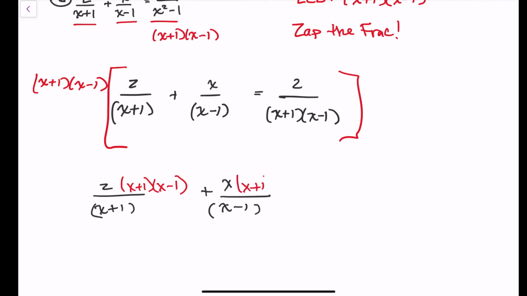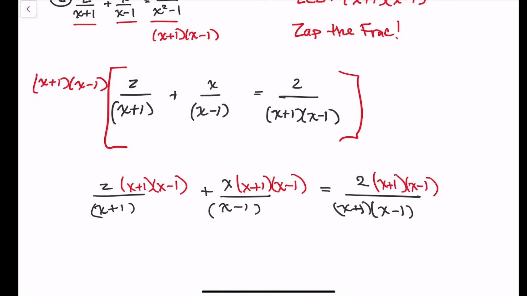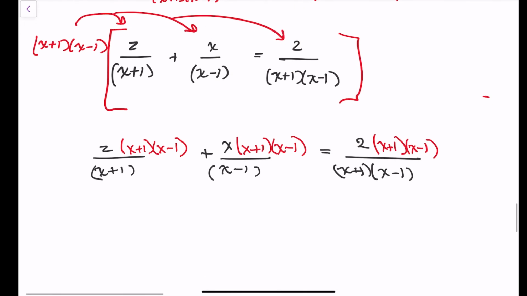And we'll multiply times x here, and then equals, and we're going to get 2 over our common denominator. So all of that's going to cancel out. So let's cancel out our factors here. So I'm going to cancel out my x plus 1 with the x plus 1. I'm left with 2 times x minus 1.